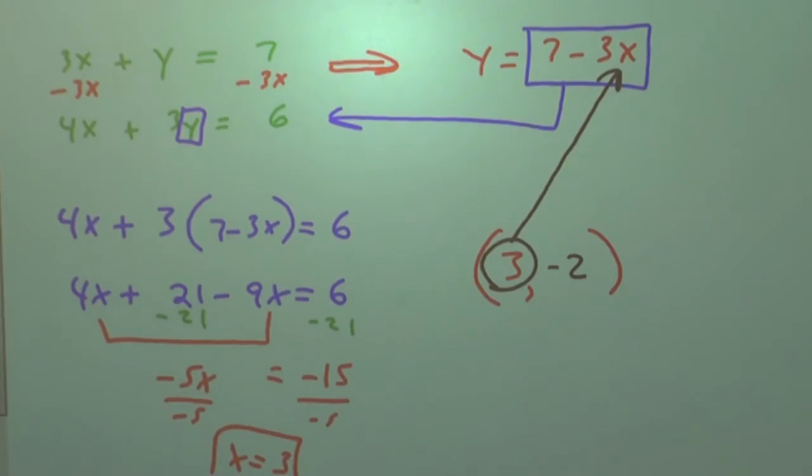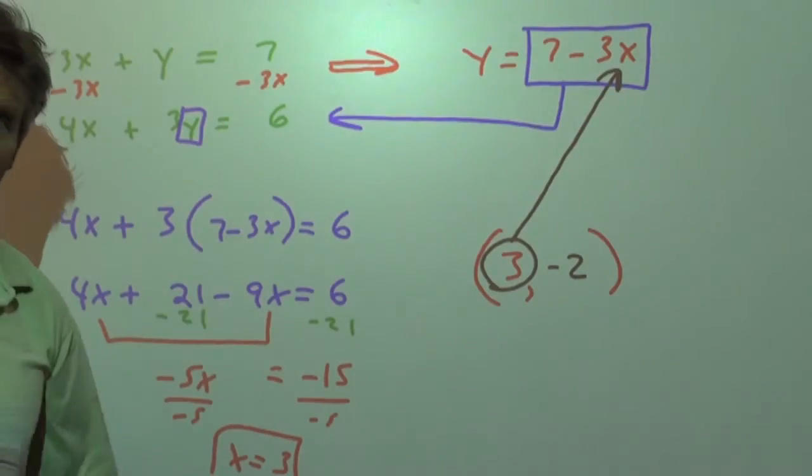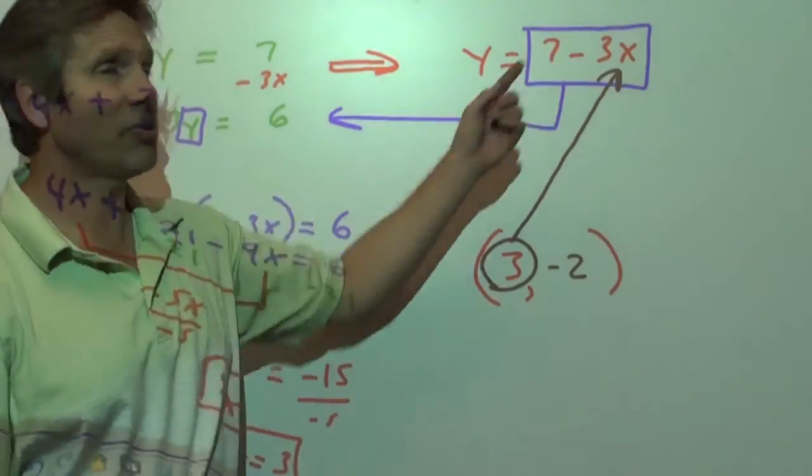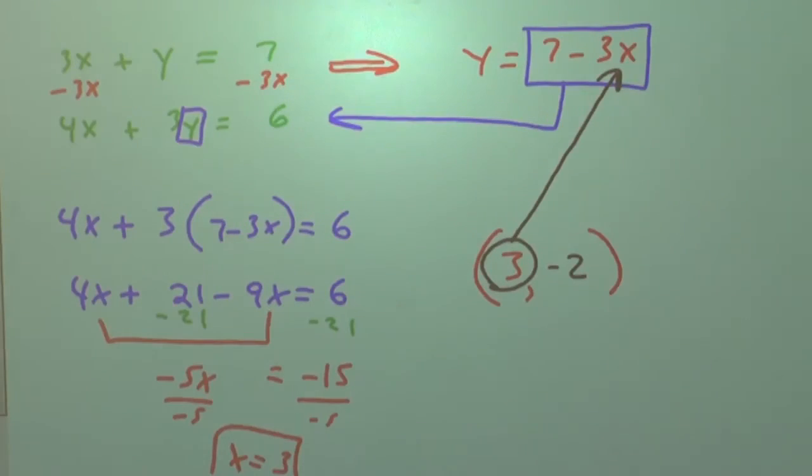So there it is, the substitution method. Get a variable by itself, substitute it into the other equation. You get an equation with just one variable term in it. Ding, solve it, and you're halfway there. Substitute back in, and bingo, you've got the solution to the system.